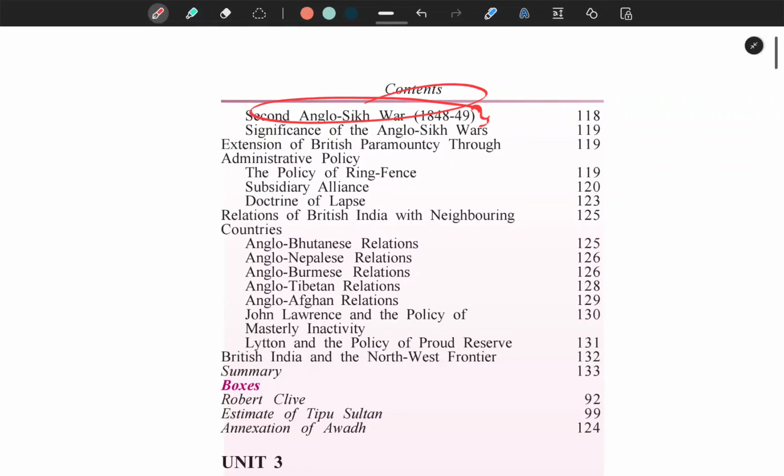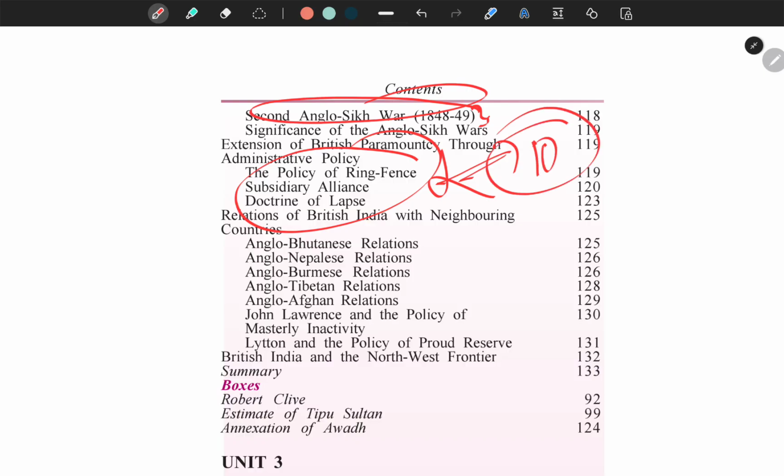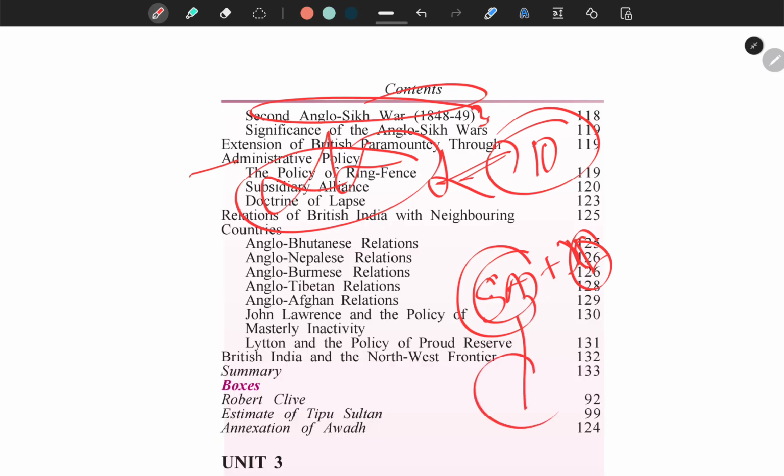Then from the point of view of these things, they will never come. I have gone through during my preparation almost 10 times. Finally I came to an empty end. It will never come. Okay. Yes, I do agree that subsidiary alliance and doctrine of lapse will come, but not from this angle. Subsidiary alliance conditions are important, doctrine of lapse conditions are important.